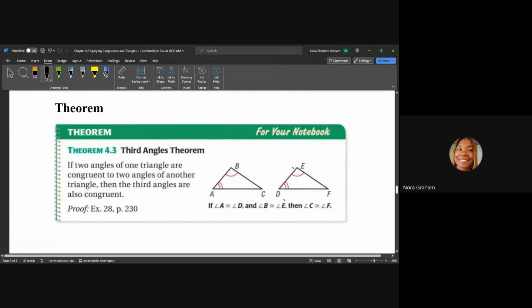This theorem is called the third angles theorem. Basically, it's stating that if I have two triangles and they share two angles that are congruent, then that automatically means that the other angle that's not marked will be congruent between the two triangles. And we will see this one again throughout chapter 4.